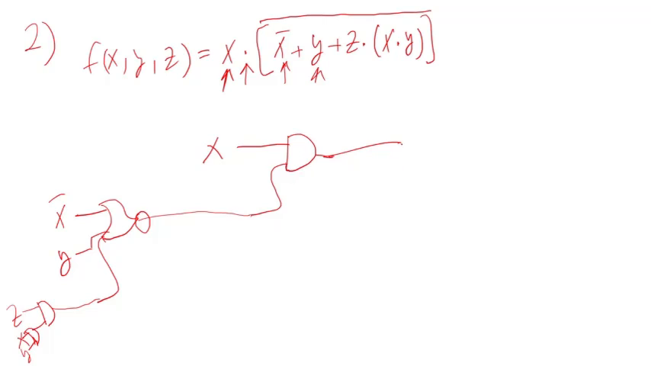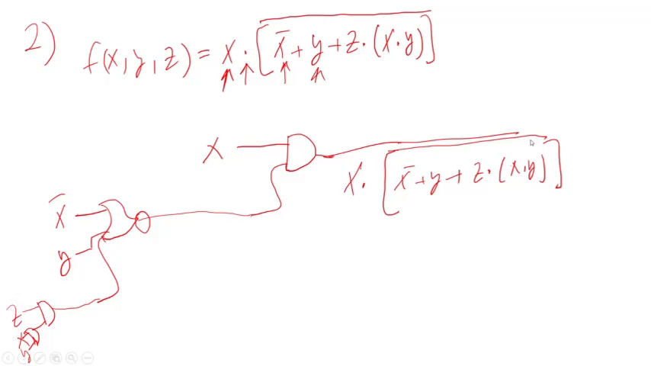So let's verify. I have x and (x' or y or z) and (x and y), and I have this inversion here. So it matches the output.